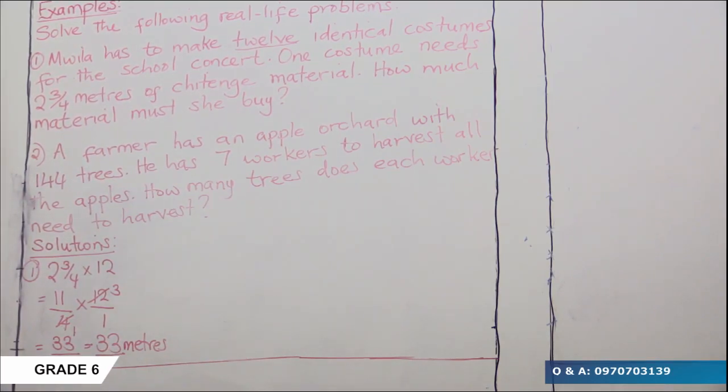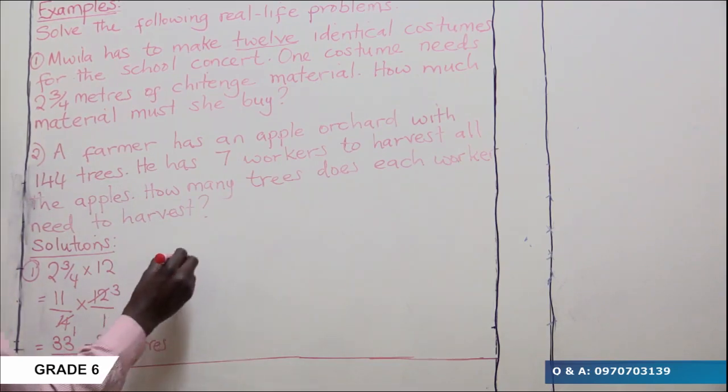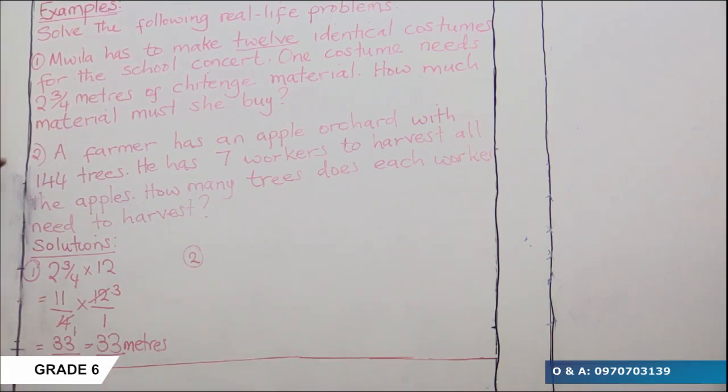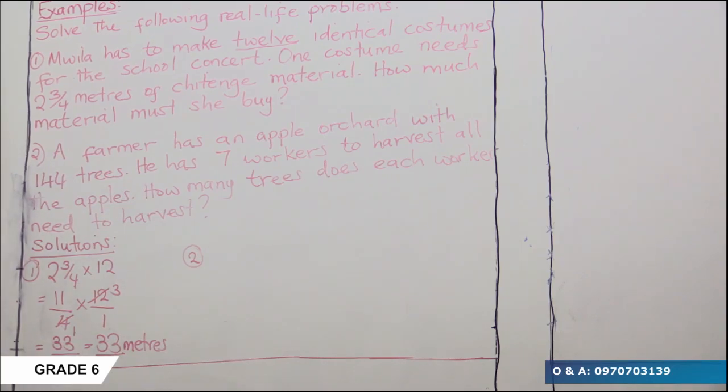Okay, so boys and girls, let's go to question 2. A farmer has an apple orchard with 144 trees. He has 7 workers to harvest all the apples. How many trees does each worker need to harvest? So boys and girls, what are we going to do for question 2?